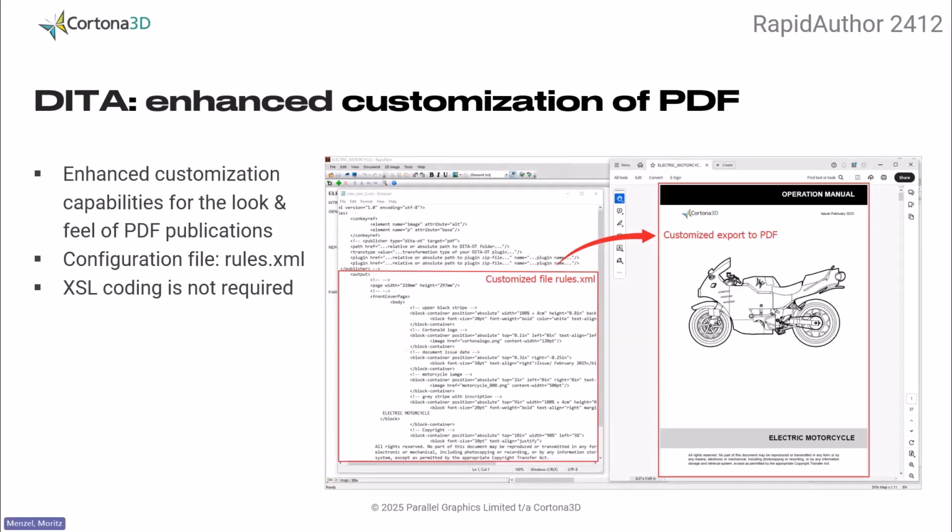The most important customizations can be done much easier than before by editing the configuration file rules.xml. Manual XSL coding is not required for this. The corresponding documentation, by the way, is of course included in the Rapid Developer package. On the next slides, we will show you some example code and the resulting document pages, so you can get a feel for the customization options we now have.